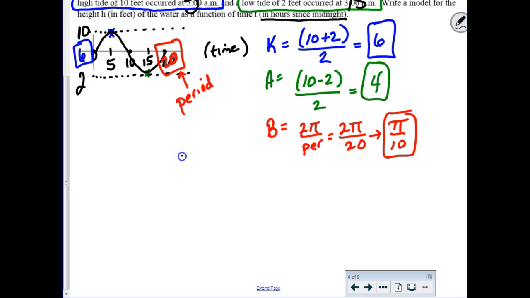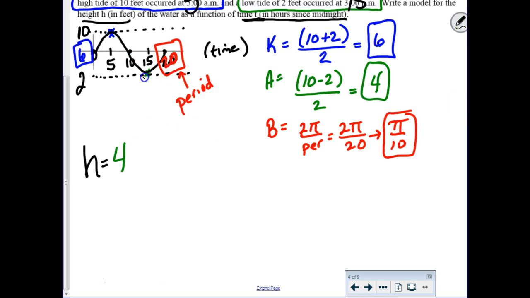Now, a little bit of an extra challenge for you guys. They do not want you to use Y or X or theta. They give very specific variables in this problem. It says use H for the height, and use T for the time. So your formula is H equals, all right, the next thing you write down is your amplitude. You already got them. What is it? 4. Good.